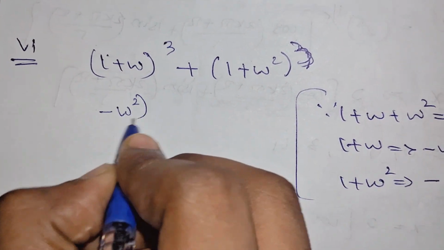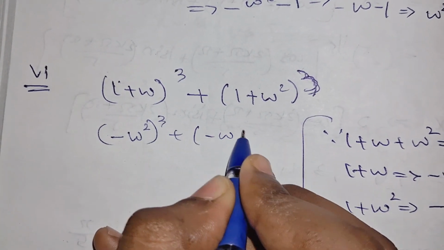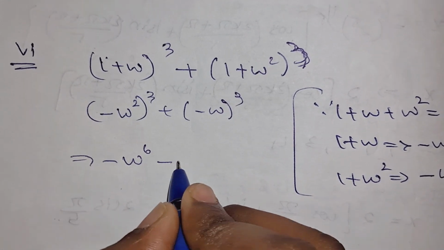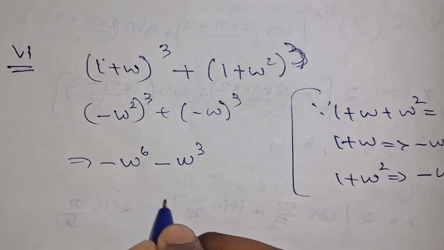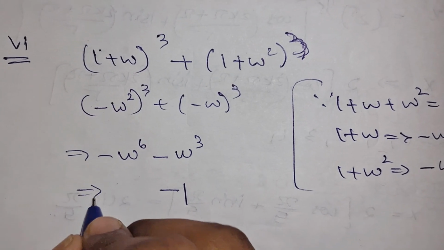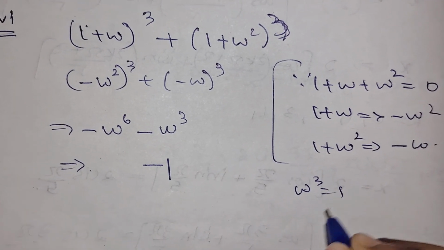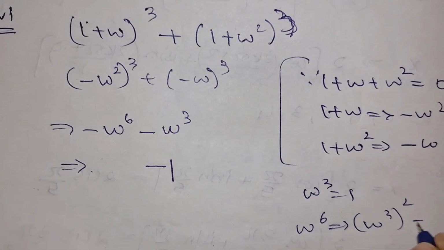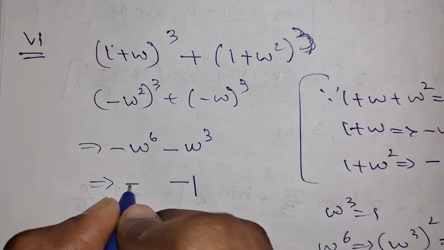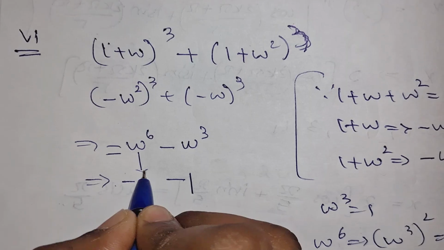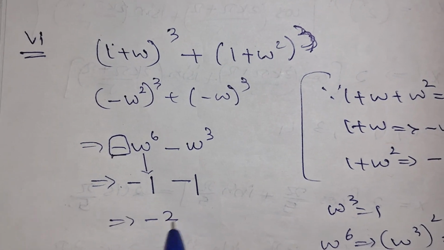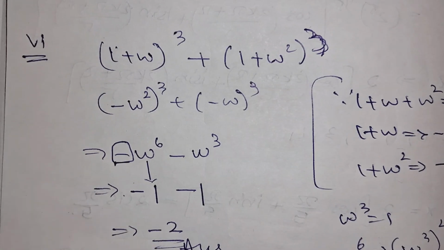We'll get minus omega square whole cube plus minus omega whole cube, which is minus omega to the power 6 minus omega cube. Omega cube is 1. We know that, right? Omega cube is 1. Therefore omega to the power 6 is omega cube whole square, which is again 1 only. So minus is the sign we have here, and this is 1. Okay, so minus 2. This is the final answer.